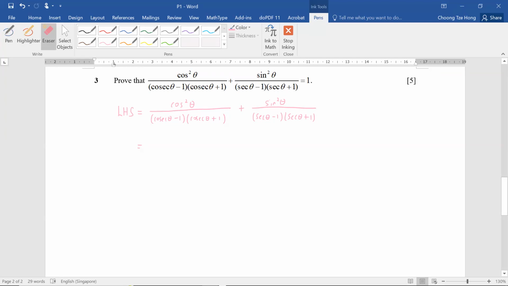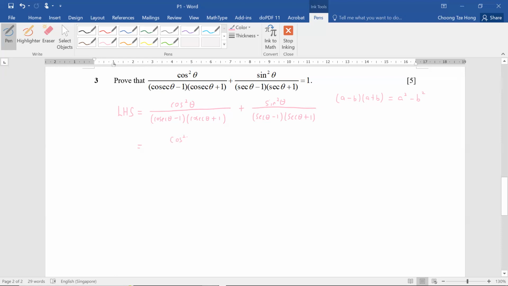Then if you look at the denominators now, it's cosecant theta minus 1, cosecant theta plus 1, secant theta minus 1, secant theta plus 1. Just one look at this, I will be tempted to do this: A minus B, A plus B is going to become A square minus B square. So I'll be tempted to use this special product to simplify the expression. And indeed, this is possibly the only thing that we can do to proceed to the next step. So let's do that.